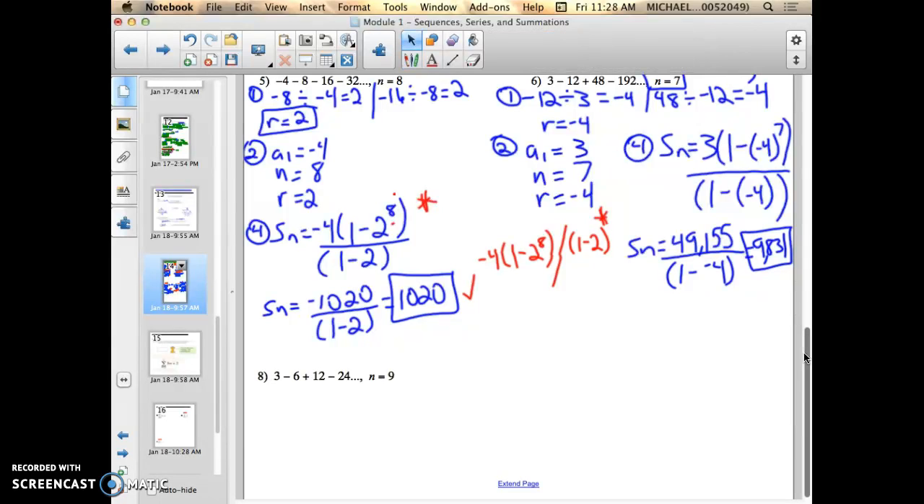At this point, you are ready to complete 8 more problems with the goal of mastery of 8 out of 8. Finding or evaluating a series.